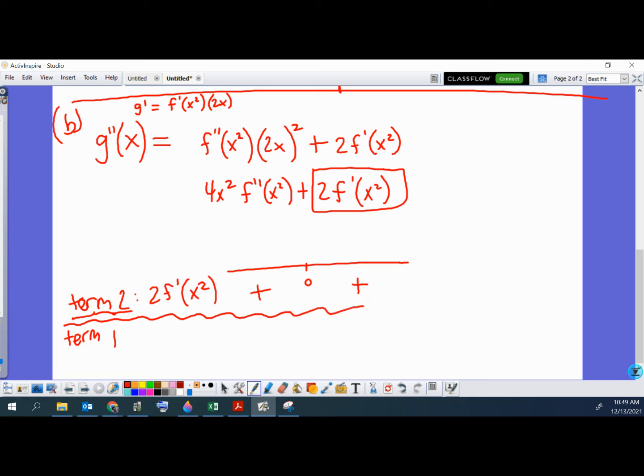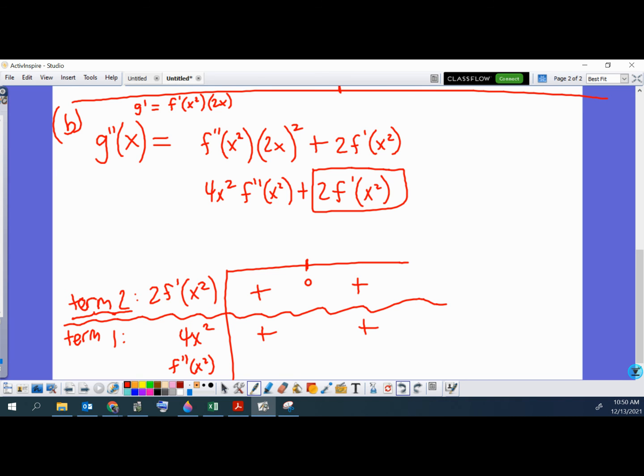And then term 1, I'm going to subdivide this just to really be clear about this. Term 1 has two factors, 4x squared and f double prime of x squared. That's the part we're going to have to talk about. But 4x squared is also positive for any value of x except 0. At 0, this is 0, so 0 is still a subdivider there. But that means anything left of 0, this factor is positive, and anything right of 0, that factor is positive. So that's good.